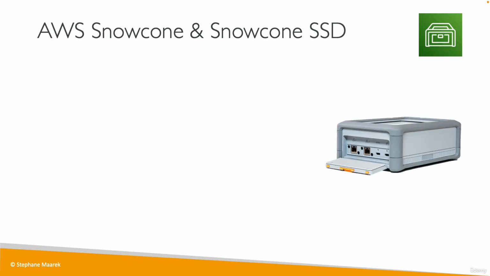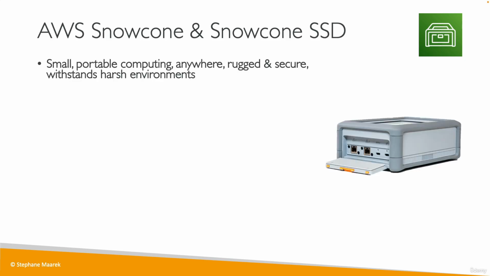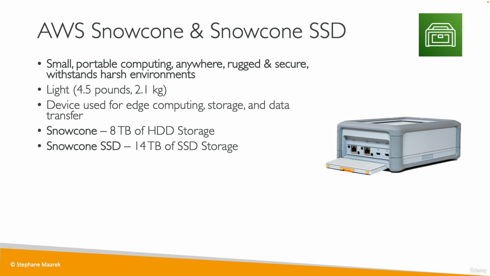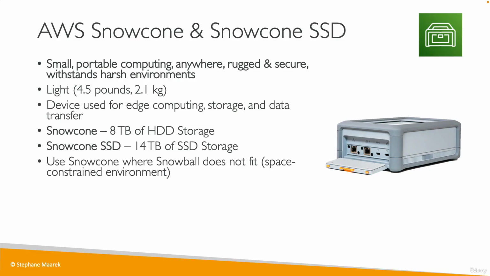Next, we have the Snow Cone. The Snow Cone is a very small portable device, and it's rugged, it's secure, it can withstand harsh environments, and it's meant for environments where you have a small amount of data. It's light, about 2.1 kilograms, and you can put it on a drone if you wanted to. It's going to be used for edge computing, storage, and data transfer. You have two flavors of it. You have the Snow Cone, which comes with 8 terabytes of HDD storage, and the Snow Cone SSD of 14 terabytes of SSD storage if you need a faster disk. You would use the Snow Cone where the Snowball does not fit, for example in a space-constrained environment, and you must provide your own batteries and cables.